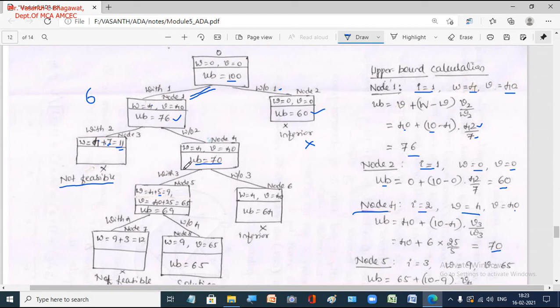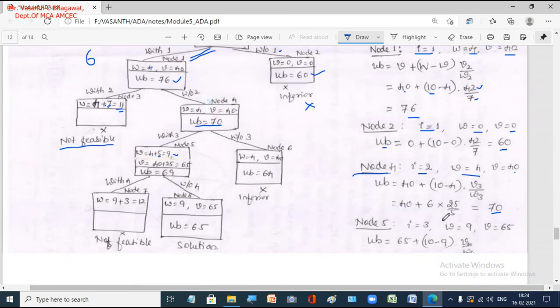So now when you select the third item, you want to calculate your upper bound. What will be the profit you are going to get? Previously the profit was 40, plus the profit of this third item, which is 25. So 40 plus 25, you get V as 65. Now you can see the calculations we have done for node 5. Now i is 3, the third item. The total weight is 4 plus 5 equal to 9. So we are considering total weight as 9. Previous profit was 40, the profit of the third item is 25, so total you will get 65.